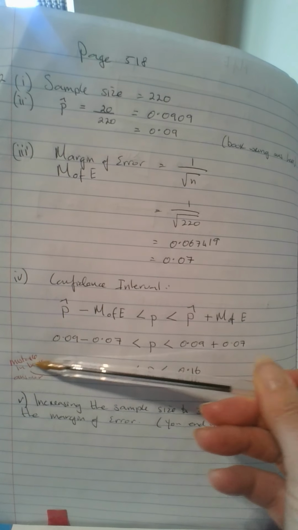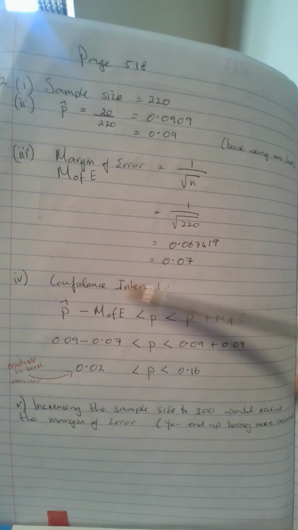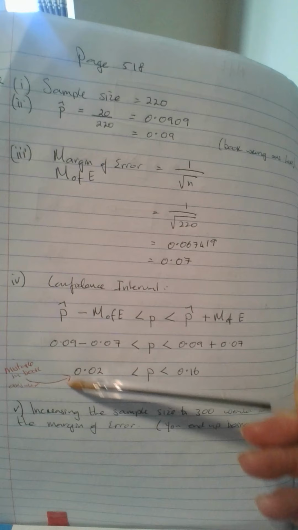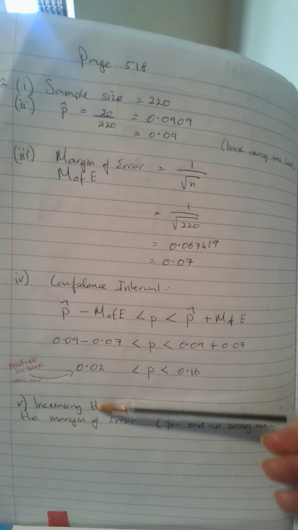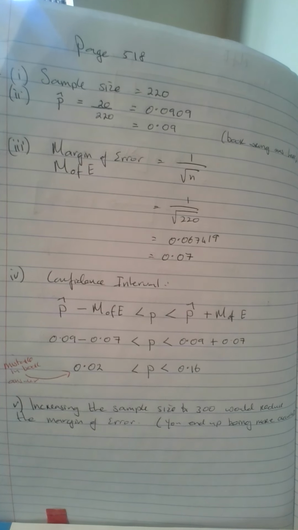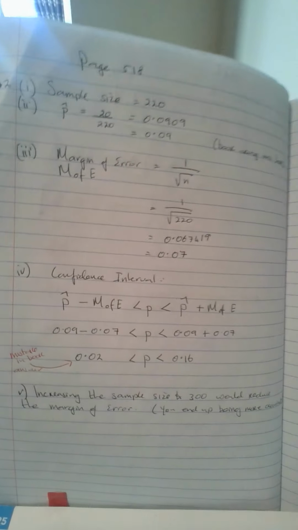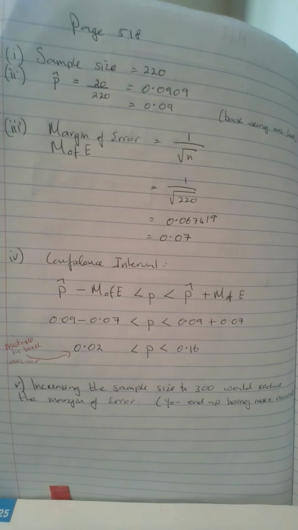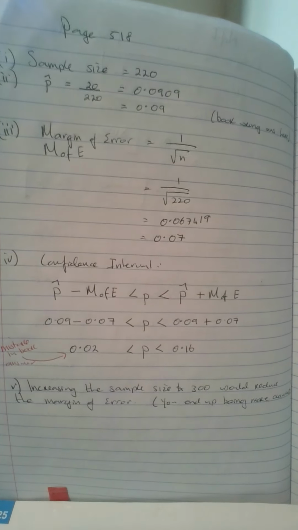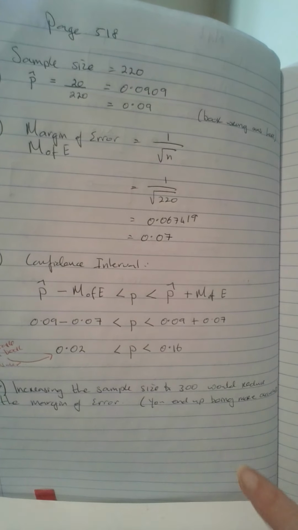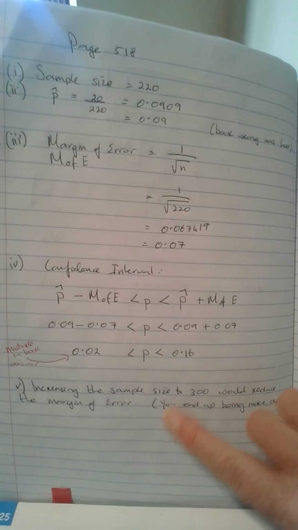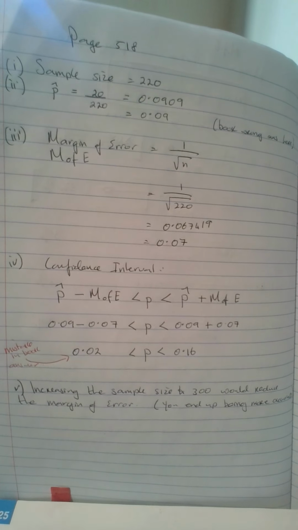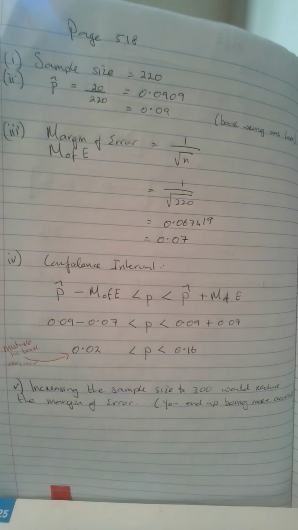So again, there's a mistake in the back of the book because they used their answer of 0.1 from up here, so it's slightly different from the back of the book. And then they ask you what would happen if you increase the sample size to 300. Well, if you were increasing your sample size to 300, you would reduce the margin of error and you end up being more accurate. So basically, the more information you have, the more accurate you're going to be.